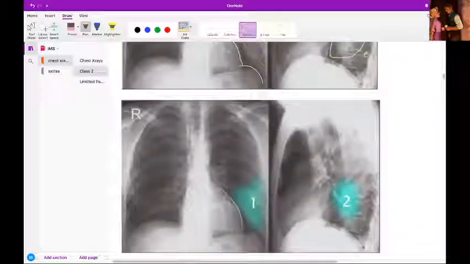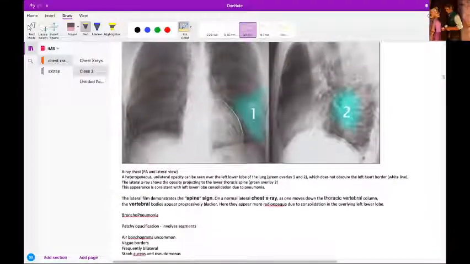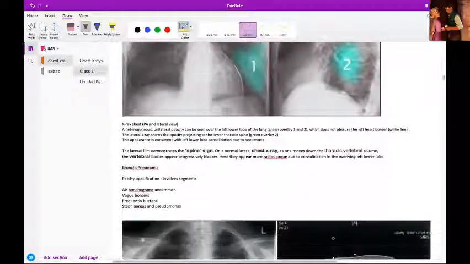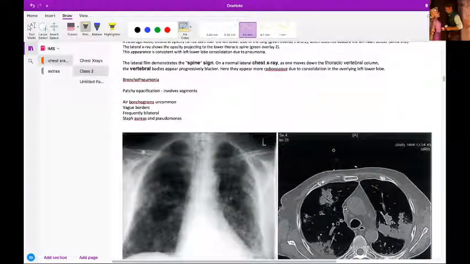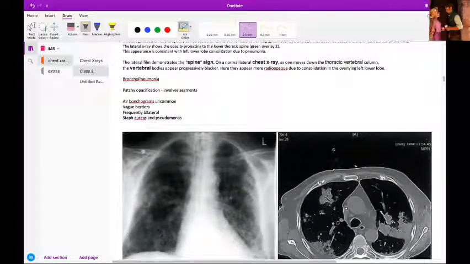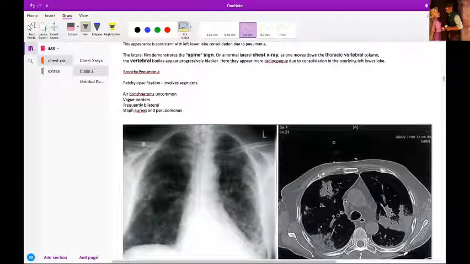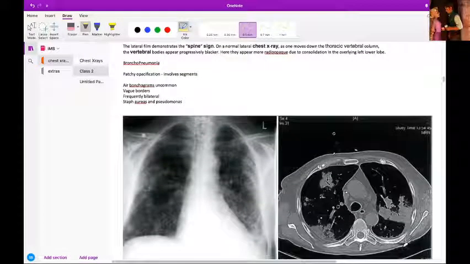Then we'll go to bronchopneumonia. So in bronchopneumonia, there is patchy opacification, and it can be bilateral. There are usually no air bronchograms. Amboss says that it can be there, but some other places say that's not there. And it will have ill-defined borders. So it'll be all patchy like this, and it's better appreciated on a chest CT.